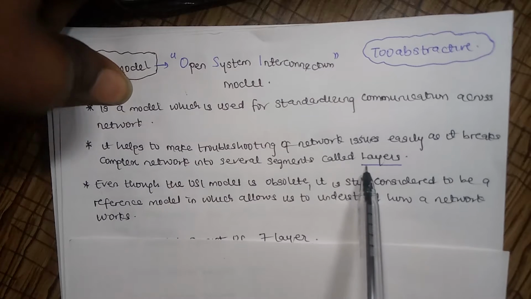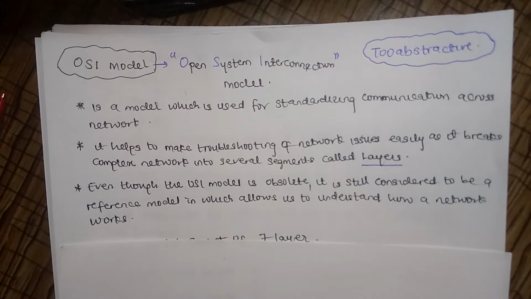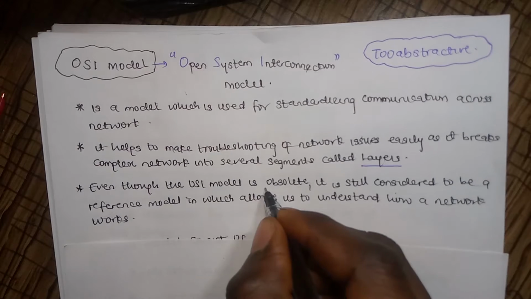Several segments called layers. So a complex network, it breaks it down into several segments, and each segment that it breaks it down into is called what? A layer. Now, even though the OSI model is obsolete, right, which means it is old, right?